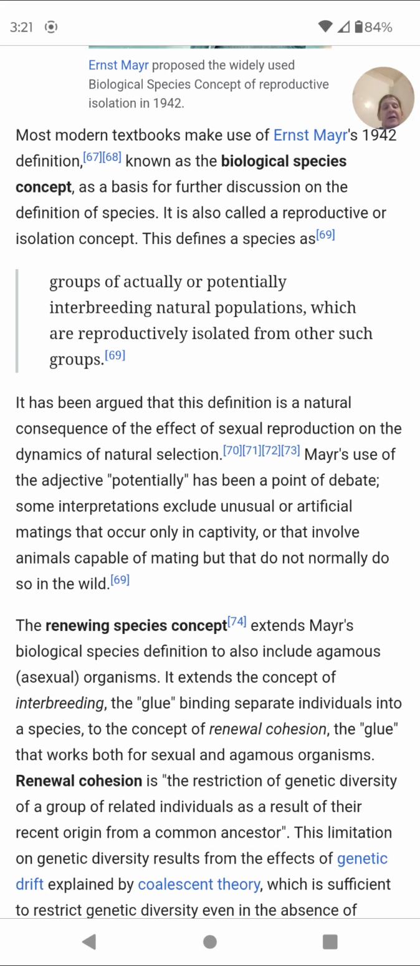It has been argued that this definition is a natural consequence of the effect of sexual reproduction on the dynamics of natural selection. Mayr's use of the adverb potentially has been a point of debate. Some interpretations exclude unusual or artificial matings that occur only in captivity, or that involve animals capable of mating but that do not normally do so in the wild.